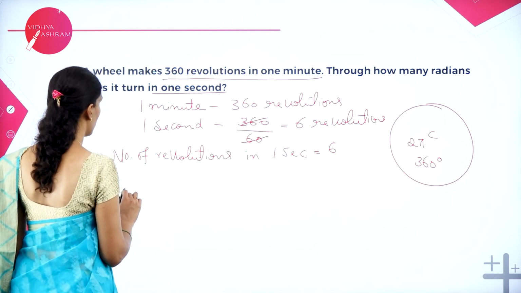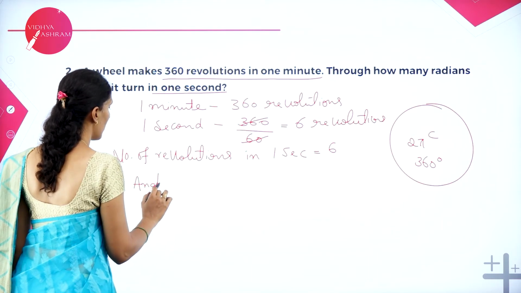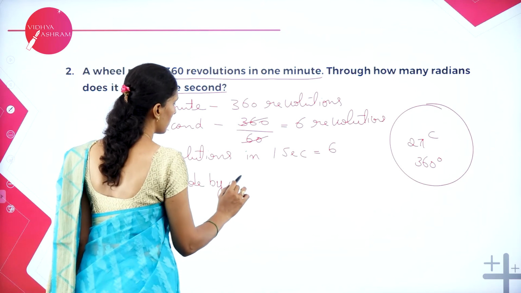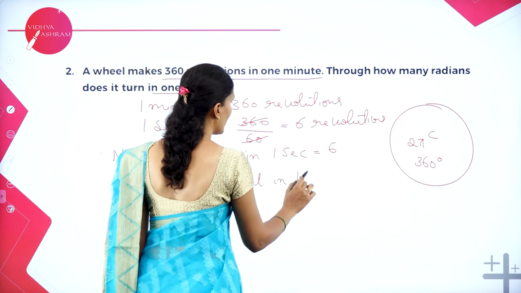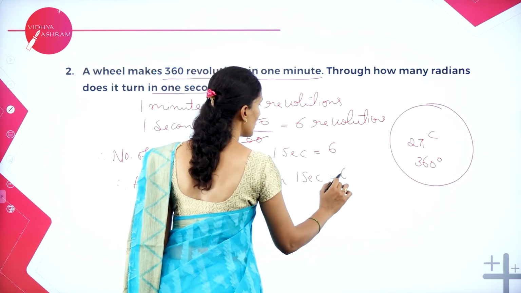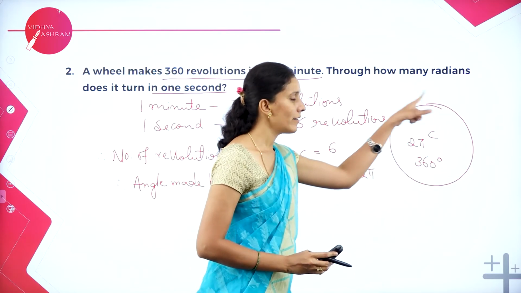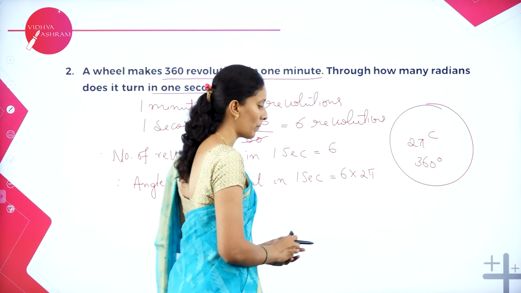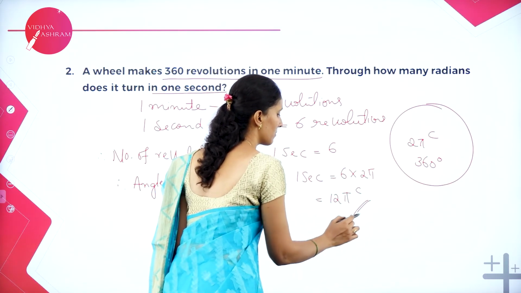Therefore, the angle made by the wheel in 1 second is equal to 6 into 2 pi. Why 6 into 2 pi? For 1 revolution, 2 pi. So therefore 6 revolutions, 6 into 2 pi. That is equal to 12 pi radians.